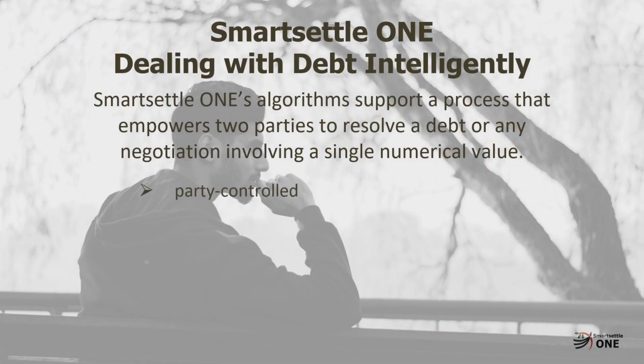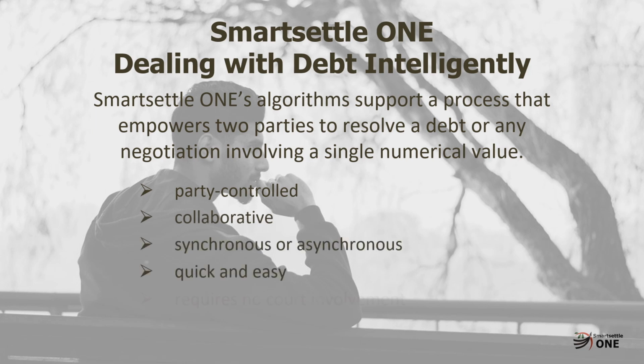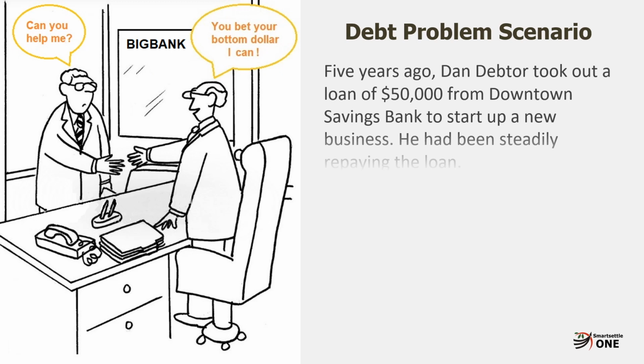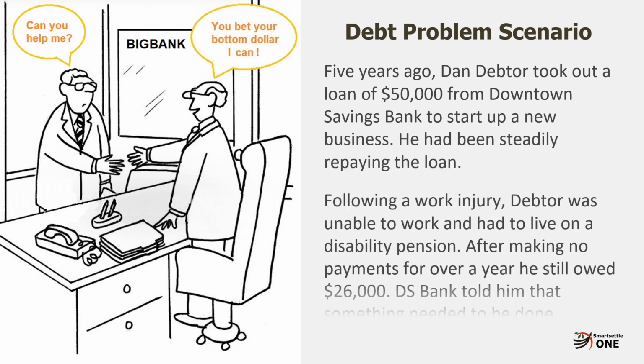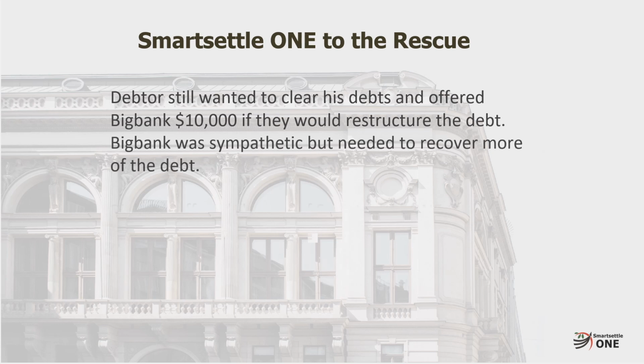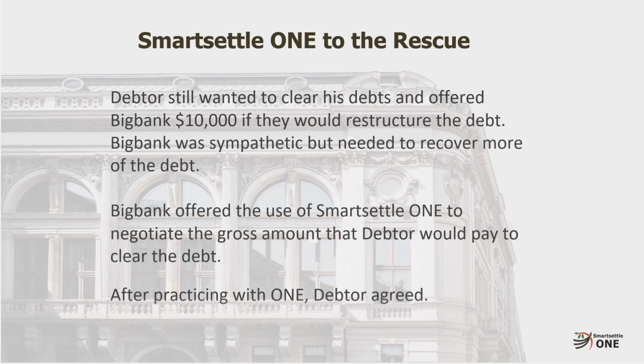Smartsettle ONE is designed to give maximum control to collaborative parties that wish to quickly reach a formal agreement on a single numerical issue. In this example, after an accident, Dan Debtor still had $26,000 left to pay on a debt to Bigbank and was unable to make full payments. When Debtor proposed $10,000 to clear his debt, Bigbank suggested that they use Smartsettle ONE to determine a fair value and prevent this case from going to collections.